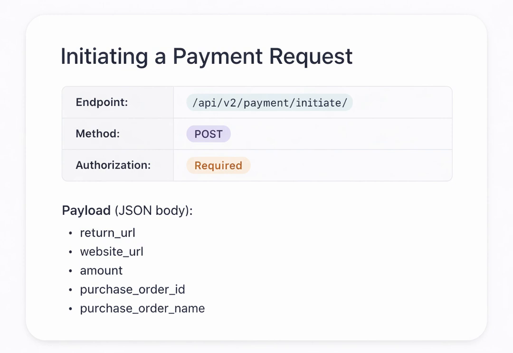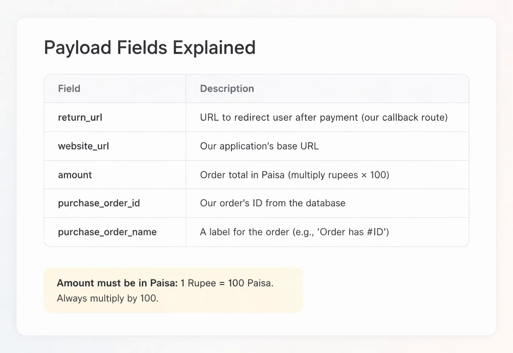It's exactly like the API documentation we built ourselves. There's an endpoint, a method, an authorization requirement, and a payload. The payload is the JSON data we send along with the request, just like when we sent JSON data in our own API. Let's go through each field that Calty requires.